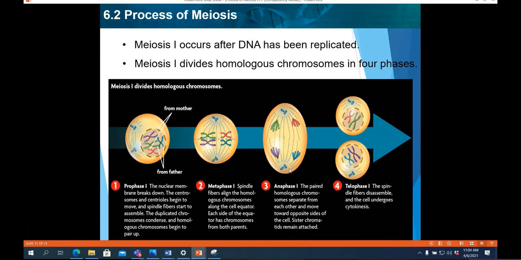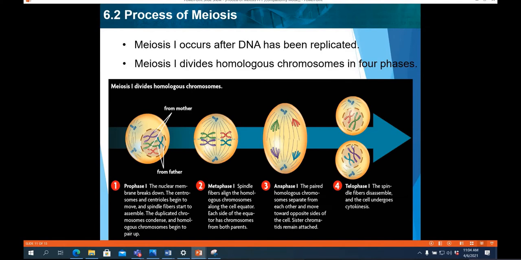Now, the third phase is anaphase 1, in which the paired homologous chromosomes separate. Can you see it? They are separate chromosomes now, breaking from the centromere, and they separate from each other and move towards the opposite sides of the cell. The sister chromatids remain attached. These chromosomes are divided in half over here, and they are pulled to either side of the cell. Finally, in telophase 1, the spindle fibers disassemble.